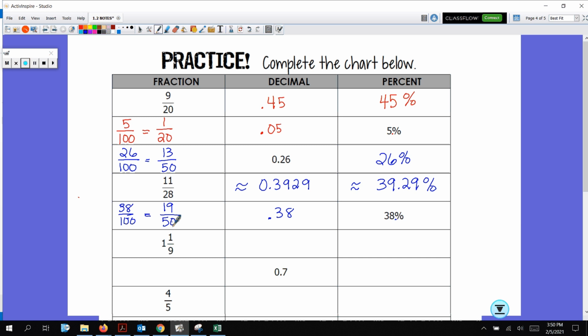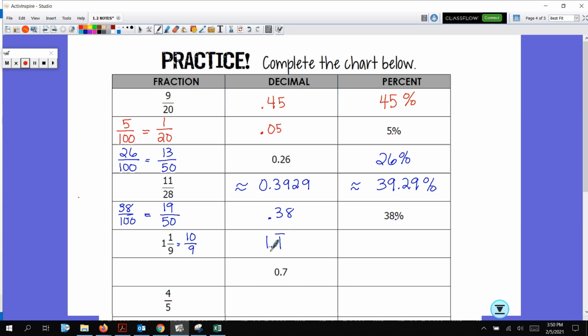1 1/9. We need to first turn this into an improper fraction in order to find our decimal here. So 9 times 1 is 9, plus 1 is 10, so this is 10/9. Remember, the denominator is a 9, so it's going to repeat. When I divide 10 divided by 9, I get 1.1 repeating. Put the little bar over the repeating.